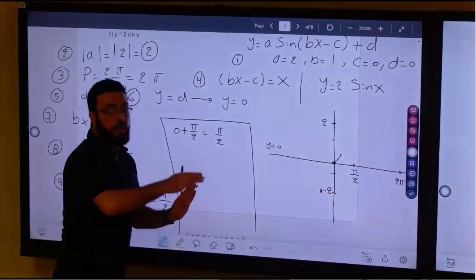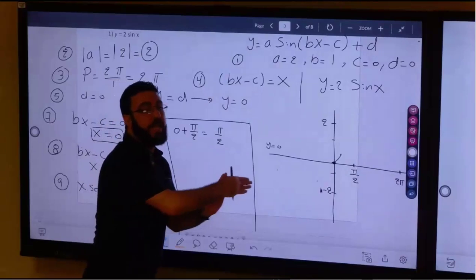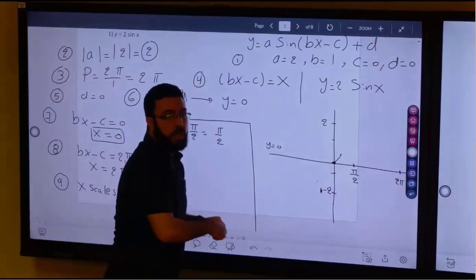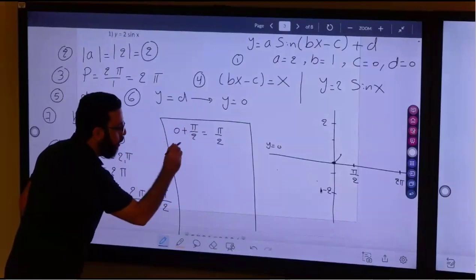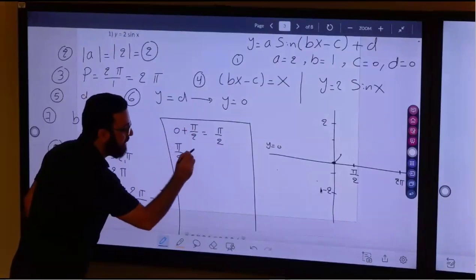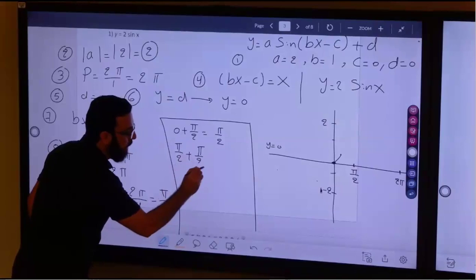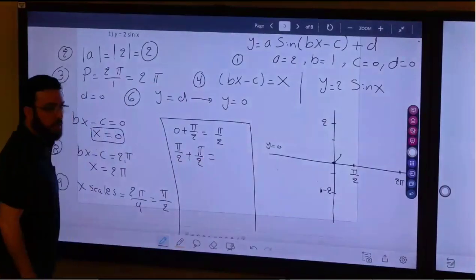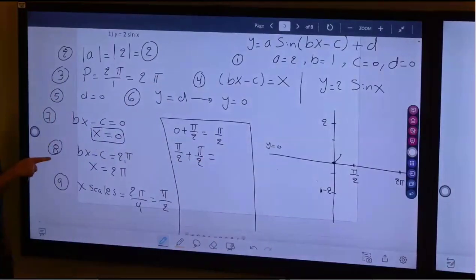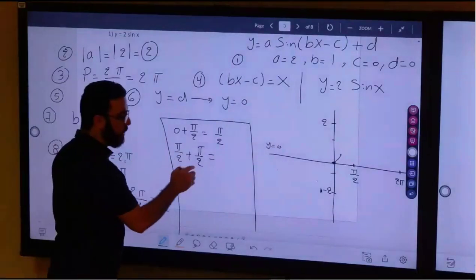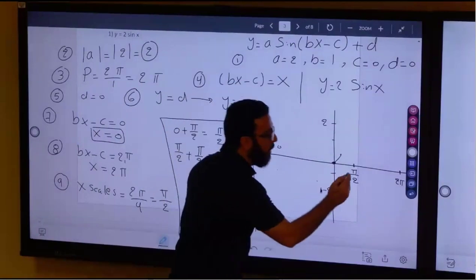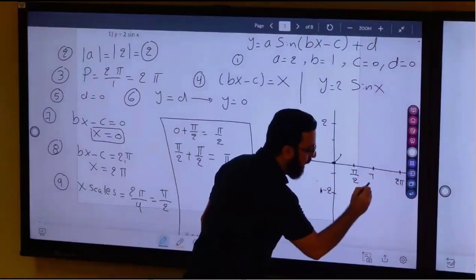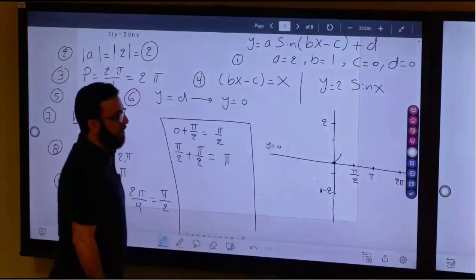If I need to find the other point, what am I going to do? Add pi over 2 to what? To the new point. So pi over 2, you're going to add the scale, which is again pi over 2. How much is that? Pi. That's the important part. It's going to be 2 pi over 2, and the result is going to be pi. So the next point is going to be what? Pi. Yes or no?